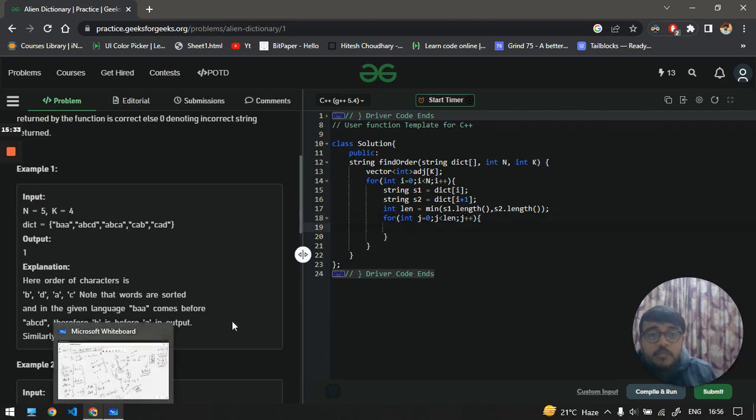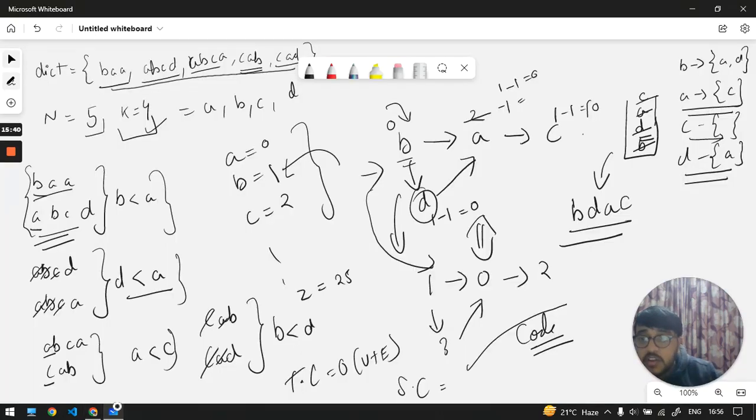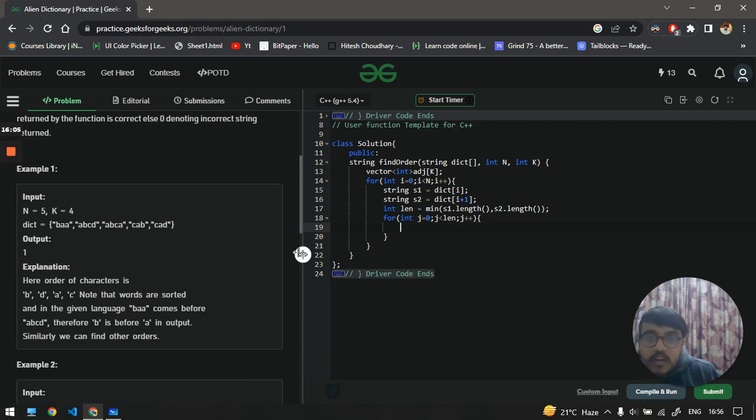And if at any point I find that the first two indexes are not equal, like this is not equal to this, then I'll just make an edge from b to a, just like this. And I have to traverse all of them, because sometimes I'll find at the last index that these are equal, these are equal, so I'll just move forward. Basically I'll do nothing when they are equal.